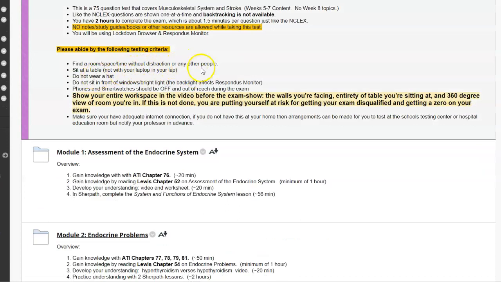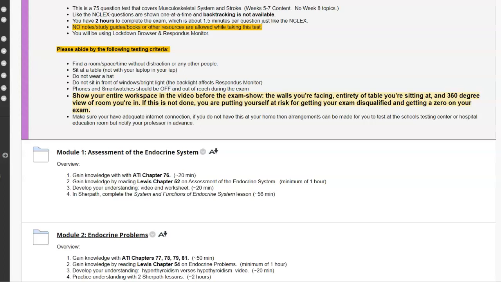Find a room, space, time without distraction or any other people. Sit at a table, not with your laptop in your lap. Do not wear a hat. Do not sit in front of windows or bright lights, because the backlight affects Respondus Monitor. Phones and smartwatches should be off and out of reach during the exam, and show your entire workspace in the video before the exam starts. So you want to show the walls you're facing, the entirety of the table you're sitting at, and a 360-degree view of the room you're in.